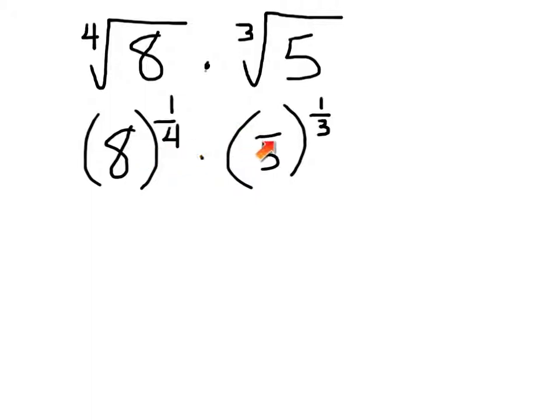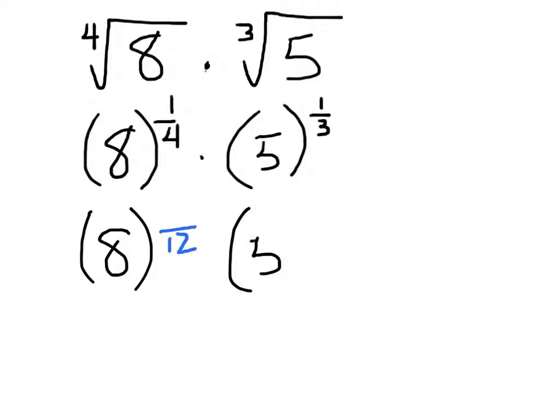So the common denominator for these is what? A 4 and a 3? Common denominator would be a 12. Correct. Okay, so that means we're going to have the 8, but we want a 12 for our denominator. And then we're going to have a 5, and also we want a 12 for our denominator.